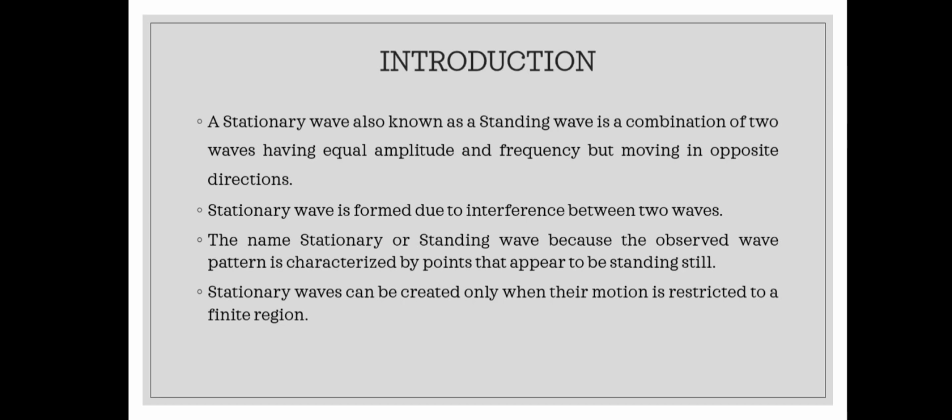Now, the most important point is stationary waves can be created only when their motion is restricted to a finite region. So they should be bound. There should be a boundary for those waves. So the waves cannot travel infinitely long. Why is a boundary required? So that the waves reflect and then they interfere with the incoming waves and create the stationary wave pattern.